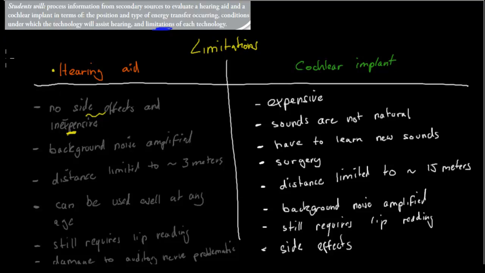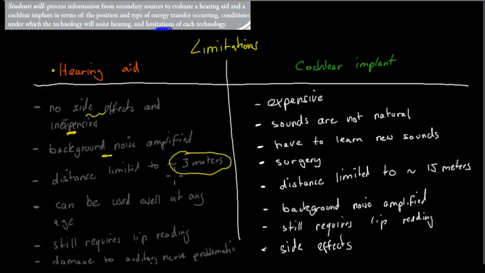One problem is that background noise is amplified. For example, if you hear static, you can imagine sounds that shouldn't be there, but they're just louder than they should be. So you hear these random sounds, which could be quite annoying. There's also a limited distance, so it only works about 3 meters. You need to go really close to someone who's got a hearing aid for them to hear properly. So that's a limitation, right?